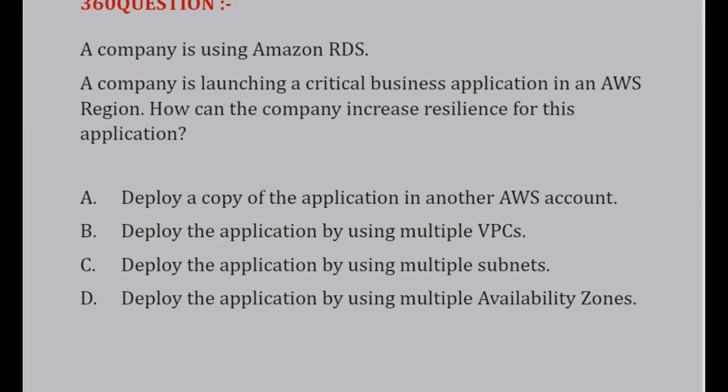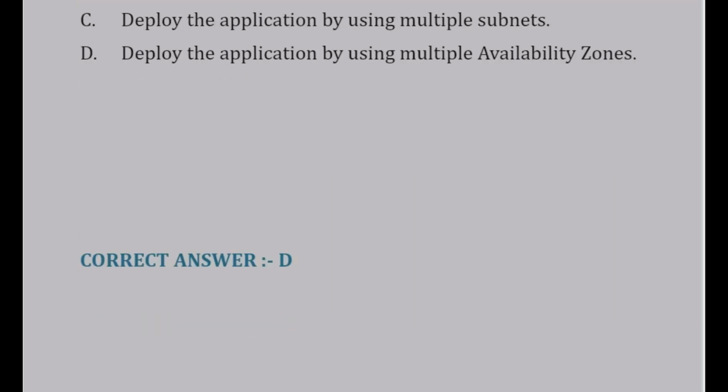Option A. Deploy a copy of the application in another AWS account. Option B. Deploy the application by using multiple VPCs. Option C. Deploy the application by using multiple subnets. Option D. Deploy the application by using multiple Availability Zones. Correct answer is option D.